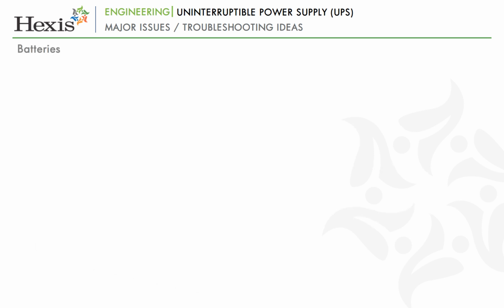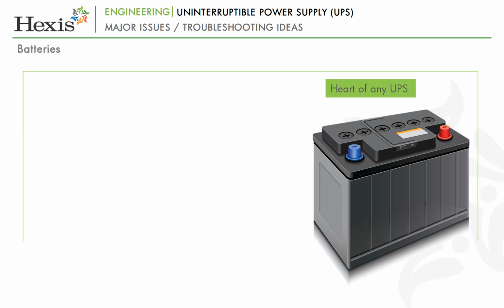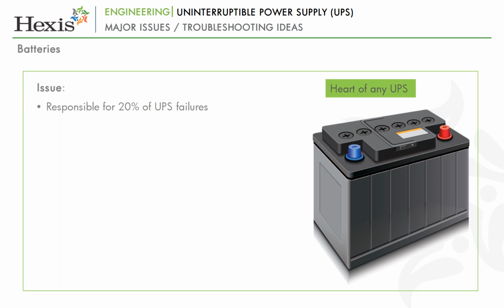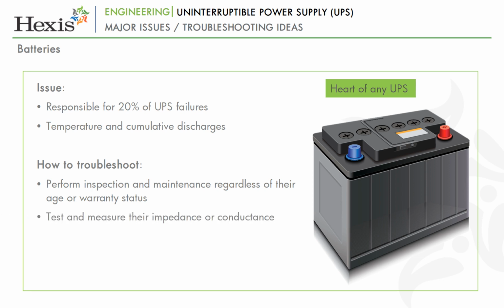Some of the common causes why UPS fails, and tips for troubleshooting them, are: the batteries are the heart of any UPS, and studies show that 20% of UPS fail due to bad batteries, caused by temperature and cumulative discharges. To troubleshoot batteries, it is recommended to perform regular inspection and maintenance irrespective of their age or warranty status. During preventive maintenance, batteries are thoroughly tested by measuring their impedance or conductance to trace the performance of the battery and identify any potential internal failures.